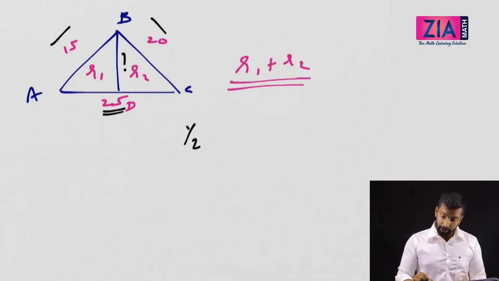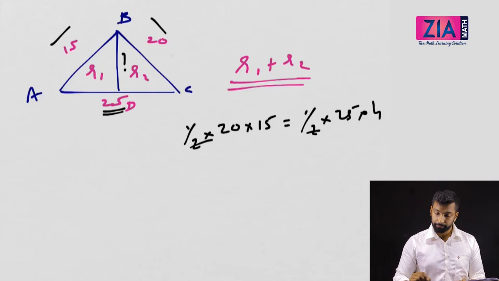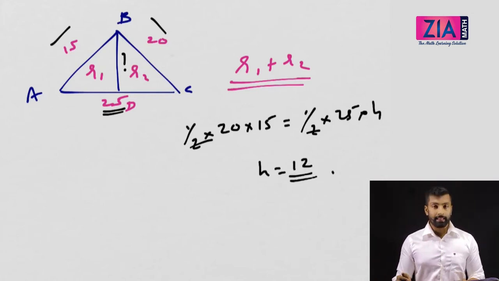So basically half into 20 into 15 is equal to half into 25 into h. So what is h here? H is equal to 12. So you got h is equal to 12.